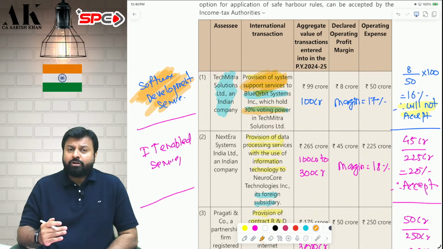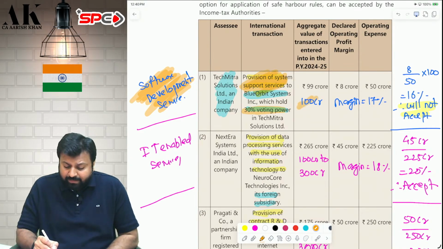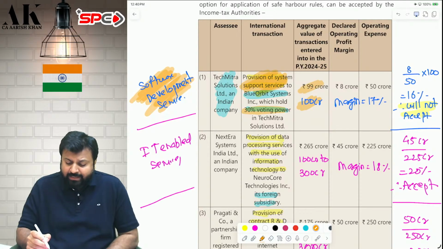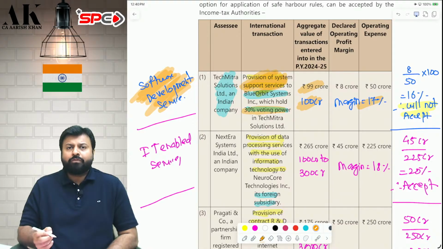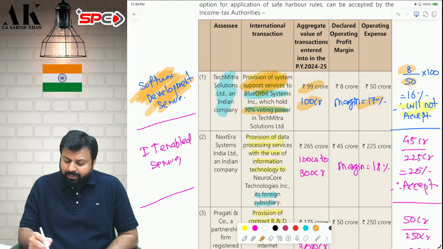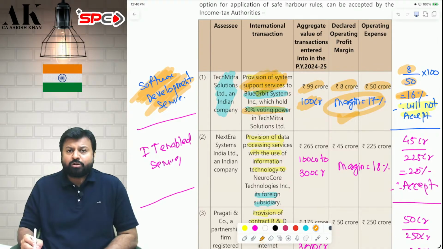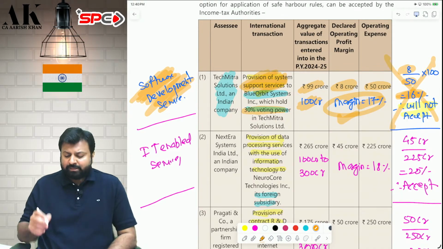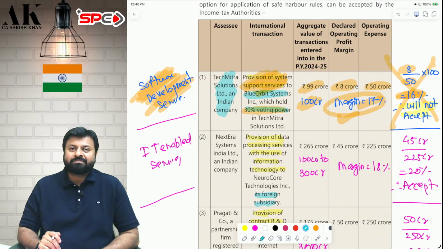Therefore, now we need to find out the transaction limit and the percentage. If the transaction limit is up to 100 crore, in this case it is 99 crore, you have to show a margin of 17%. Now let's see how much margin they are showing. How to find out margin? Operating profit upon operating cost. Operating profit is 8 crore, operating cost is 50 crore, therefore this is 16%. No, you have to show a minimum margin of 17%, because your actual margin is only 16%. Safe harbor is not applicable in your case. Sorry, the doors of safe harbor are closed.